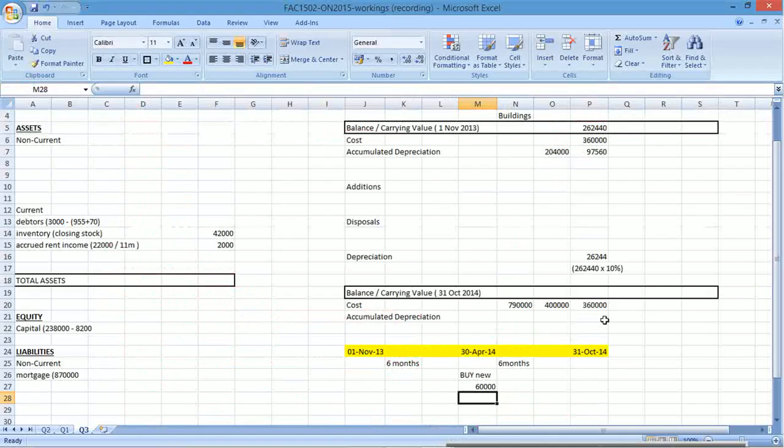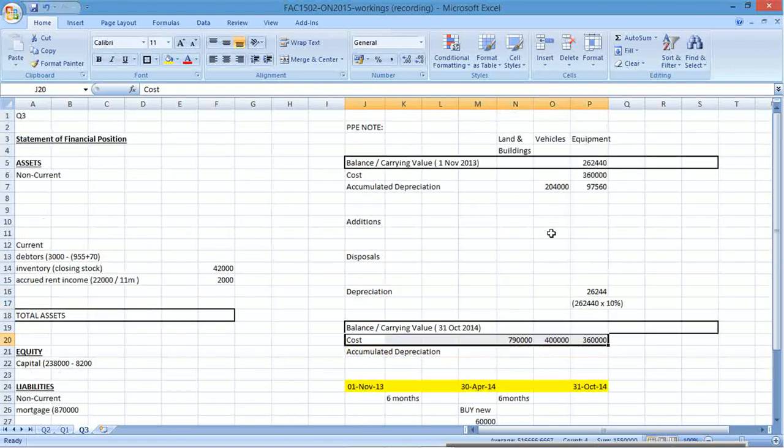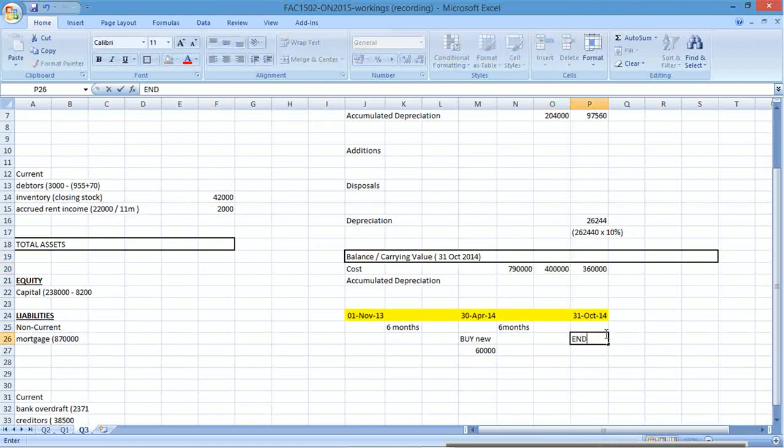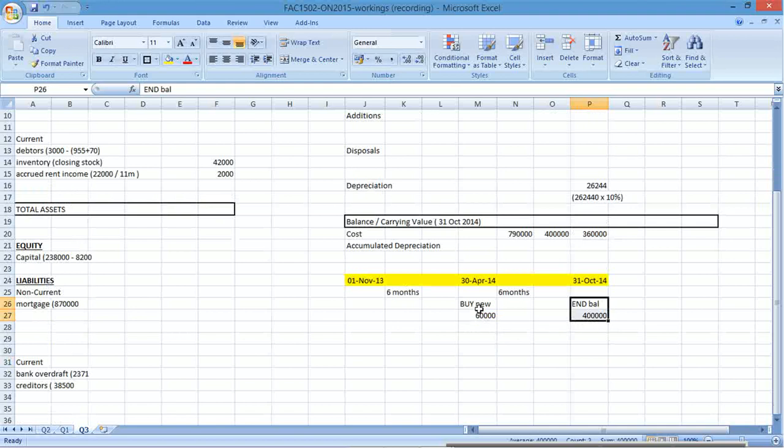Okay, correctly accounted for, meaning you've already included it. Okay, so what was my vehicle amount? Here's my vehicle amount. Vehicles were 400,000 at the end of the year. Okay, so end balance was 400,000. Alright, so if I ended with 400 and I bought 60 during the year, I must have started with the difference.